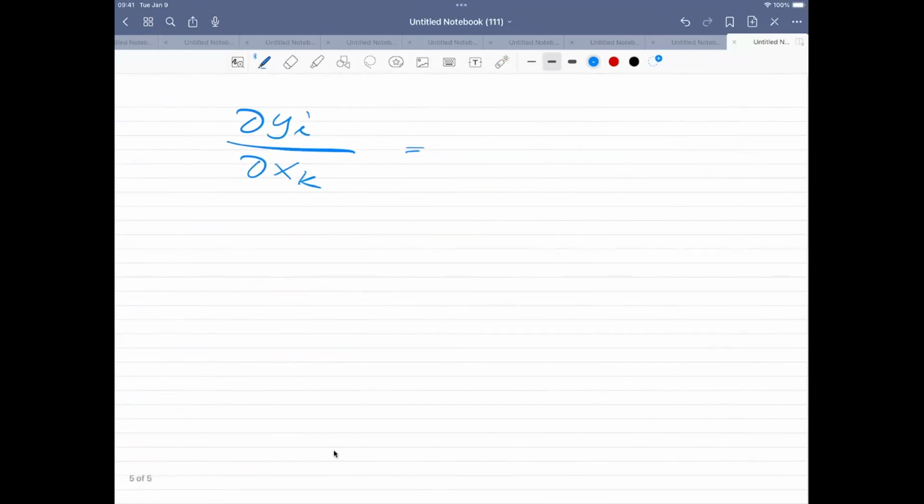So that means that this has simply to be equal to A of i, k. And this applies for all i, which go from 0, 1, 2, up to n minus 1. And this applies also for all k, which go from 0, 1, 2, up to n minus 1. So that means that the derivative is just given by the component of that matrix.